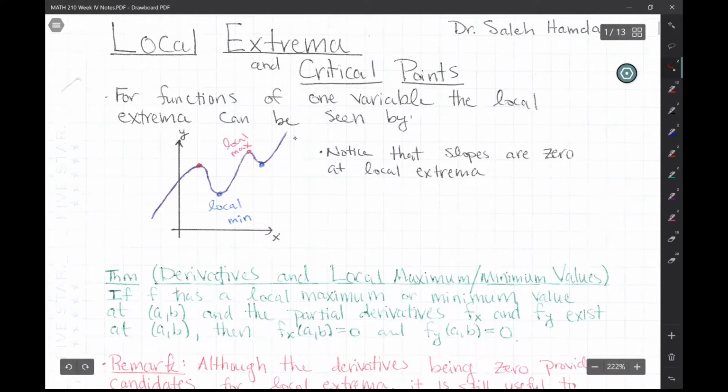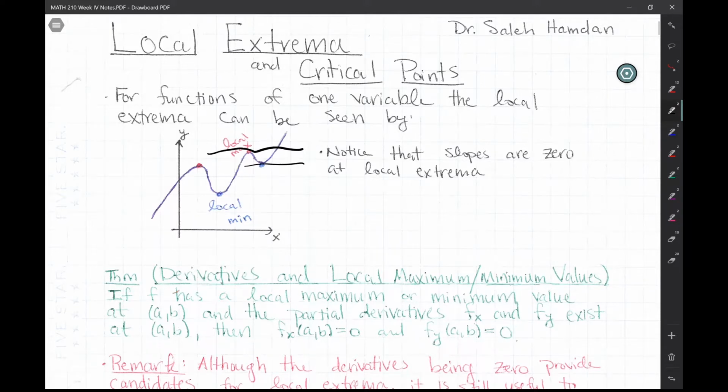Now, functions of one variable have local extrema. The tops of peaks are the local maxes, and the bottoms of crests are the local minima. Something to notice here is that the slope at local extrema is 0. So if we had the slope over here, you'd have a slope that's just flat. So you have a 0 slope at the local extrema.